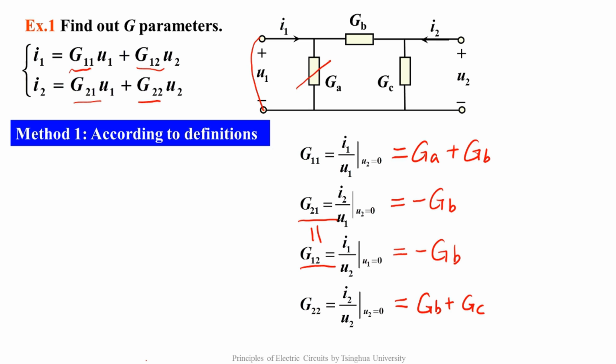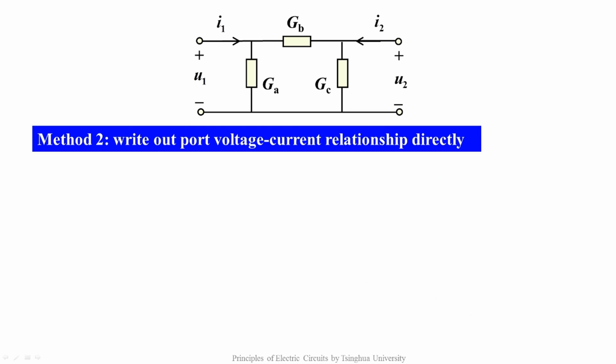Are there any other methods to determine the G parameters of the two-port network? Since the G parameters mean to express a current by the voltages of the two ports, if we can write out their voltage-current relationships directly and pick out the coefficients, then we can get the equations of the G parameters. Let's try to write out the voltage-current relationships of these two ports directly, using U1 and U2 to represent I1 and I2.